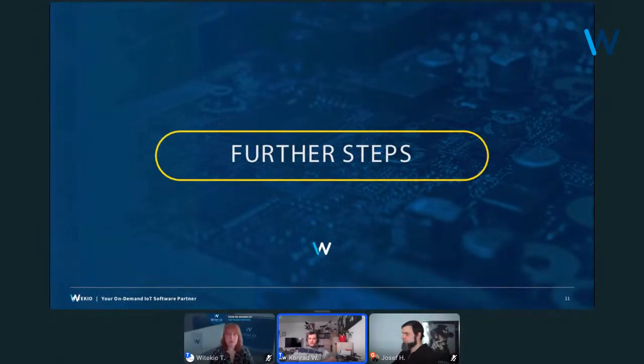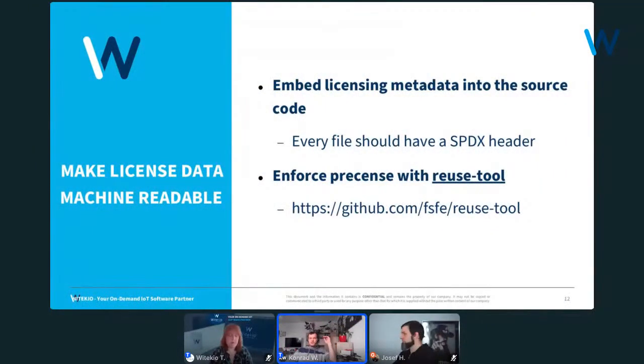So what else do you need to think about? Further steps along the way. First of all, make everything as machine readable as possible. Start with your own software and embed all the licensing metadata into each file header, using this very nice Linux Foundation project, SPDX. Then you can use tools. For instance, I referenced the REUSE tool, which comes for free, and you can extract all the licenses from all your software, machine readable, and get reports out of it without any additional effort.